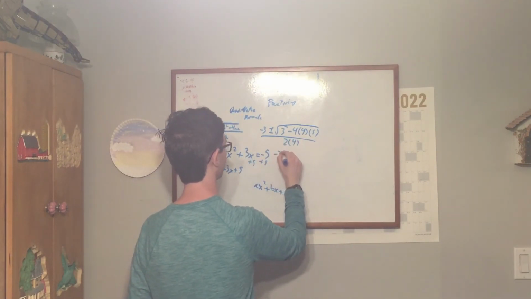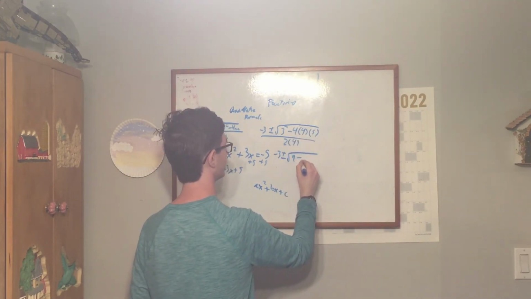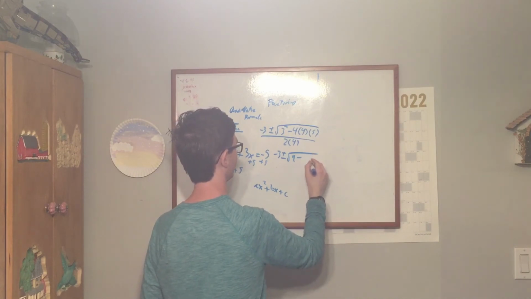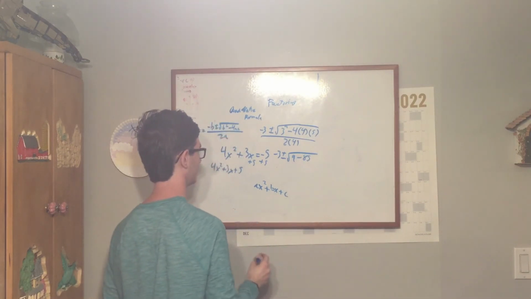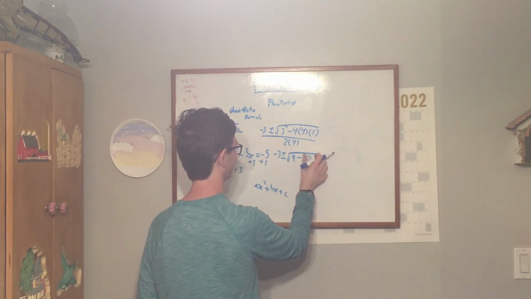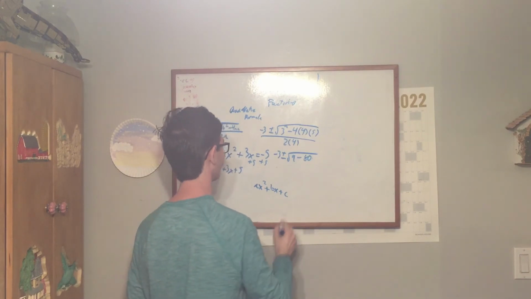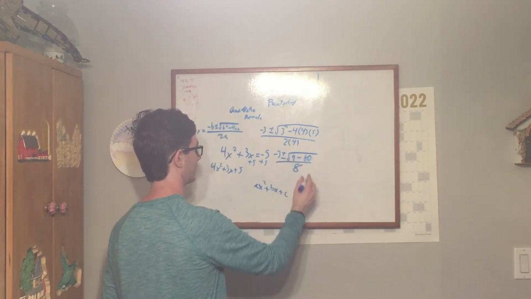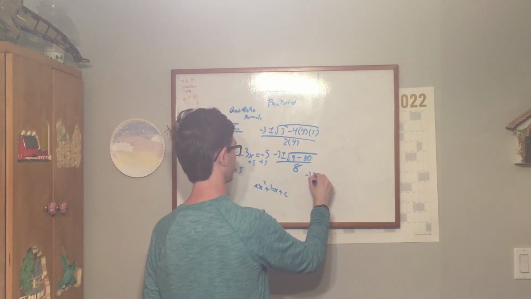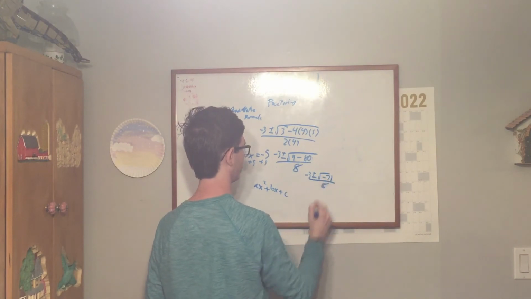And then you have negative 3 plus or minus the square root of 9 minus 4 times 4, which is 16. 16 times 5 is, what's that, 85, I think? No, that's way wrong. 16 times 5 is 80. Over 8. So 9 minus 80, negative 3 plus or minus the square root of negative 71 over 8.